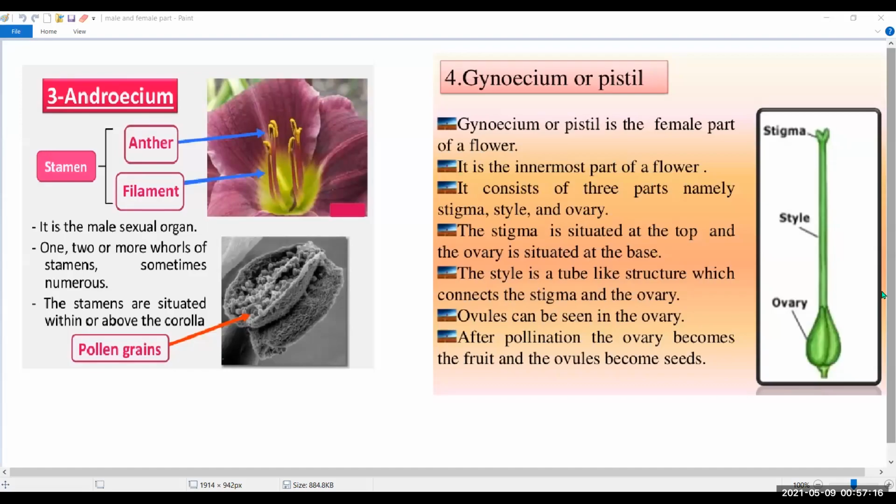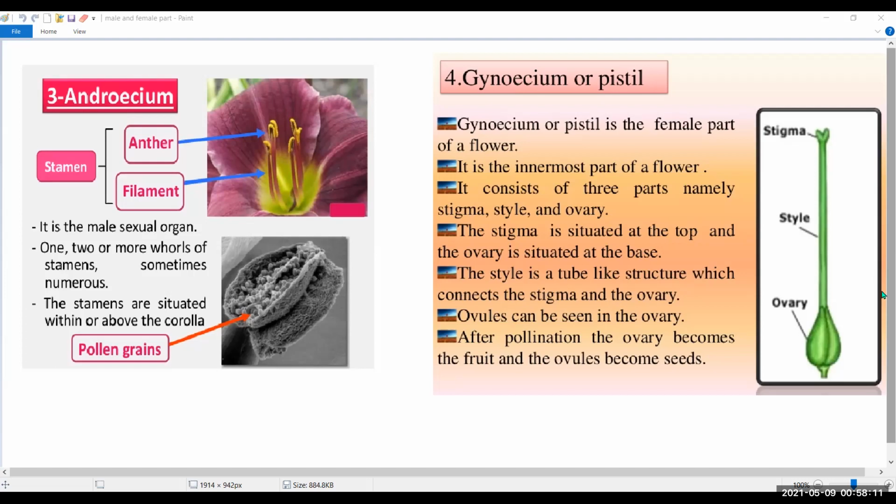Now, the third whorl of the flower is androecium, which is the male reproductive part of the flower. The male reproductive unit is called stamen, which has further two parts: a long, thin, and narrow filament, and small, two-lobed structure called anther. Anther consists of fine particles called pollen grains. Yellow powdery pollen grains produce male gametes or male cells for fertilization.